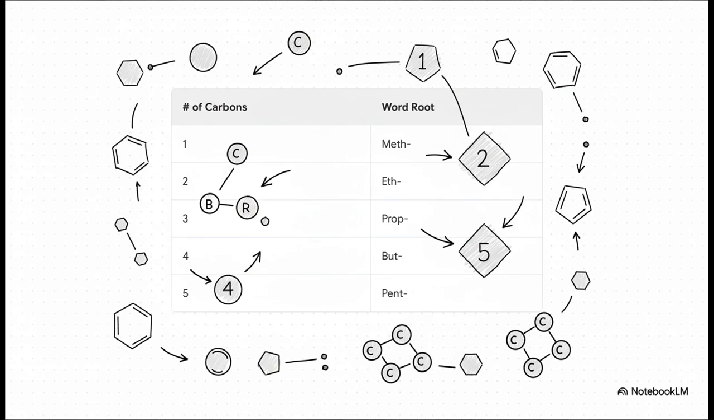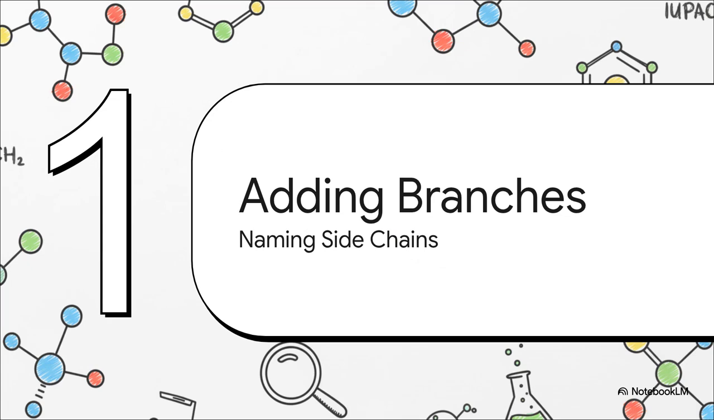1 carbon is meth, 2 is eth, 3 is prop, 4 is but, just like in our example, and 5 is pent. Think pentagon. This is the absolute foundation for every single name we're going to build. Okay, so we've got our main street. But what happens when you have little side streets or cul-de-sacs branching off?